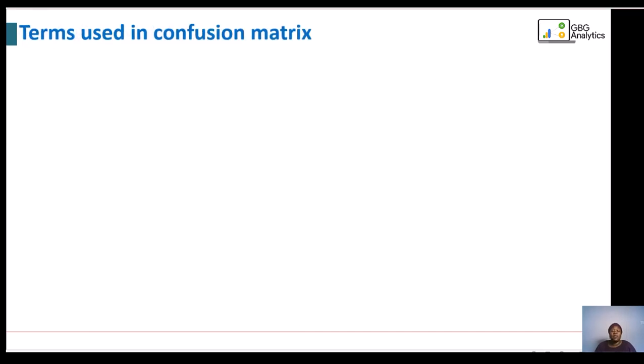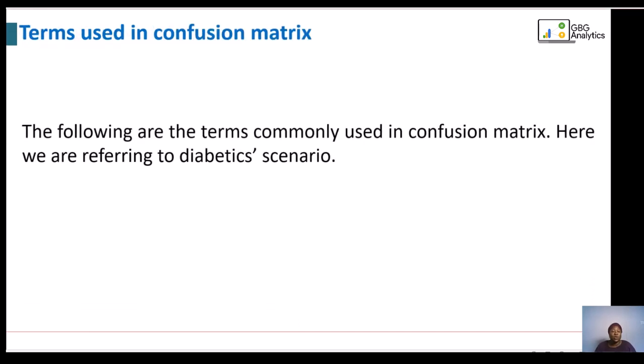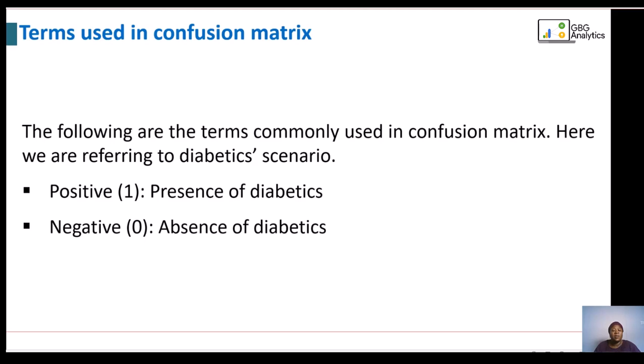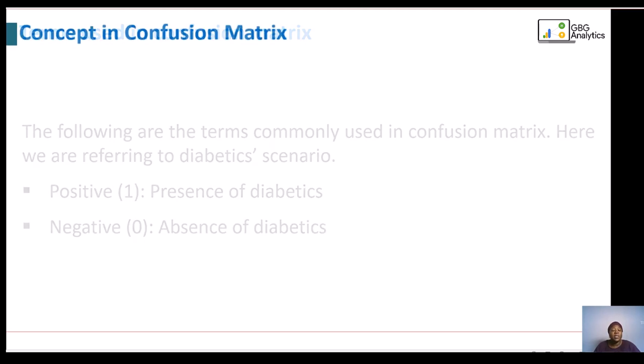So what are the terms used for the confusion matrix? The following terms are commonly used, and we will use a diabetes data set as our case study. Positive means that there is presence of diabetes, but if it is negative, then there is absence of diabetes, and we denote that as 0.